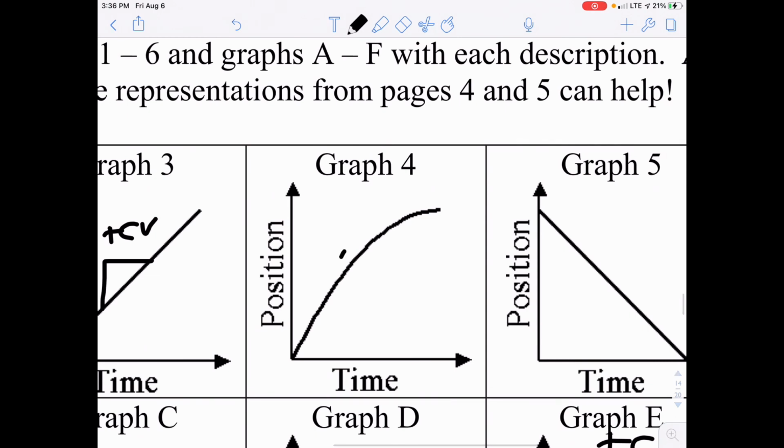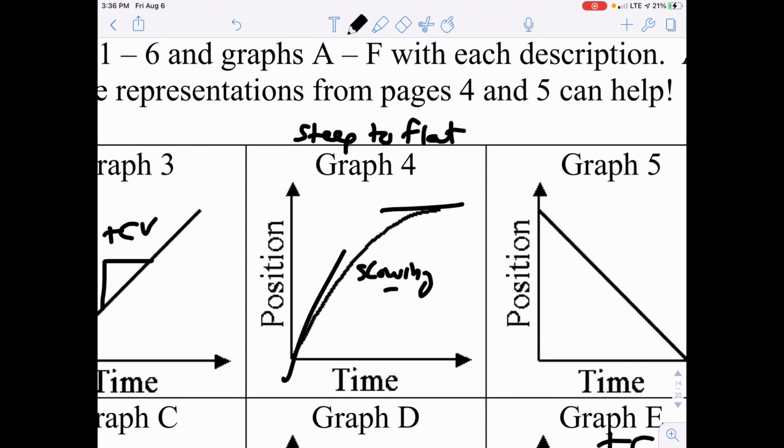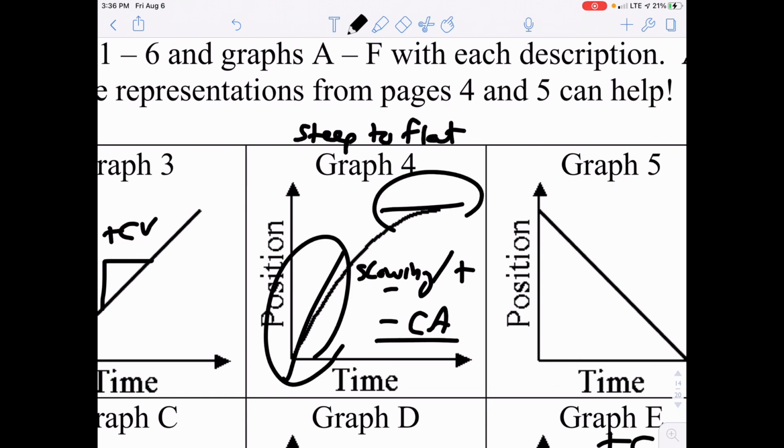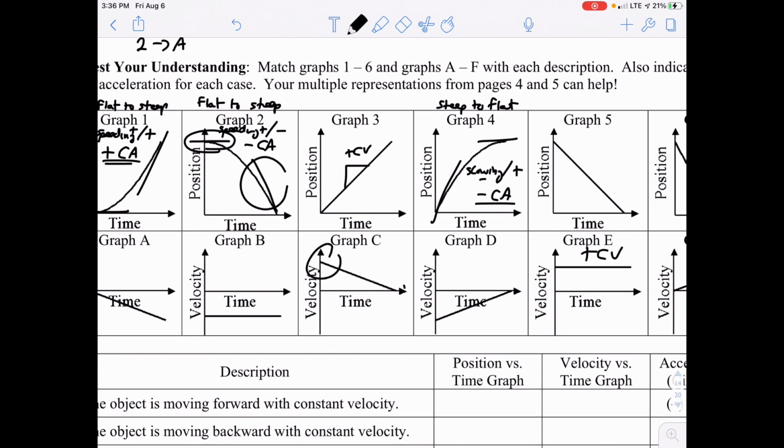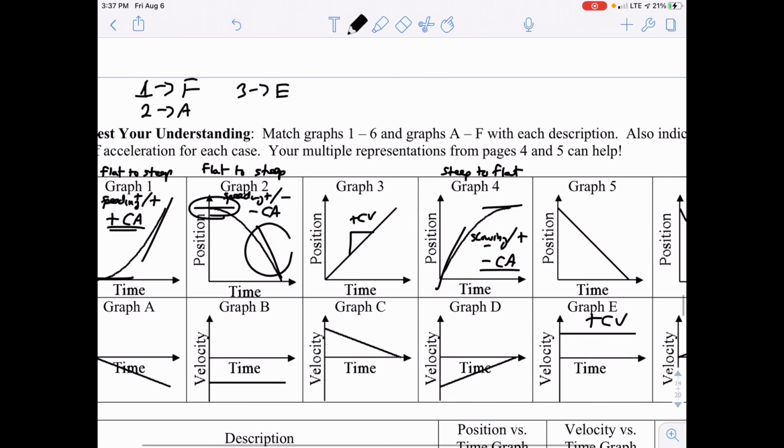In graph 4, I've got steep slopes to flat slopes. Steep to flat. Okay, what does steep to flat mean? I'm slowing down, which is negative, but I'm doing so with positive slopes. So I'm slowing down in the positive direction. Those two combine to give you negative acceleration. So I'm starting with a speed, slowing down in a positive direction. That would be graph C. So 4 is going to match with C.